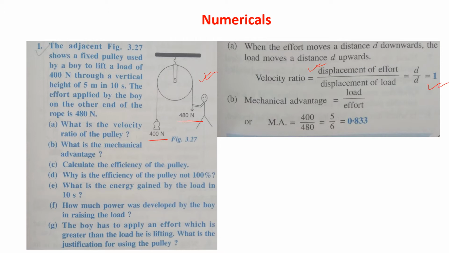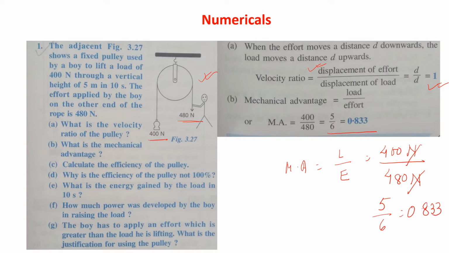And the mechanical advantage, you know that, is load by effort. Load is given as 400 Newton and effort is given 480 Newton. Newton gets cancelled. So mechanical advantage has no unit, that you know. So it is coming 5 by 6, which is equal to 0.833.